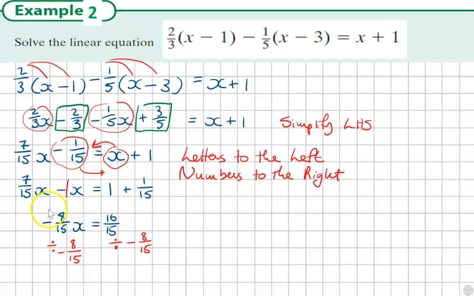And dividing on the left, they'll cancel, so we're just left with x. And then on the right-hand side, we have 16 over 15 divided by minus 8 over 15, which gives us minus 2. So our solution is minus 2, x is equal to minus 2.